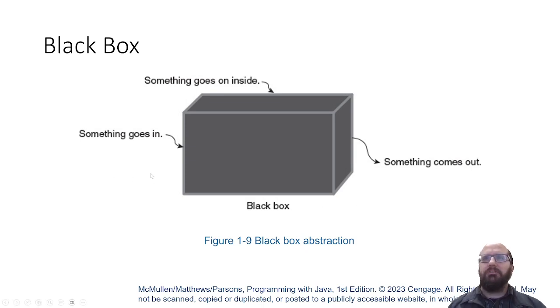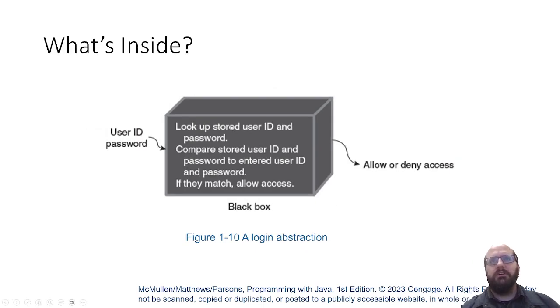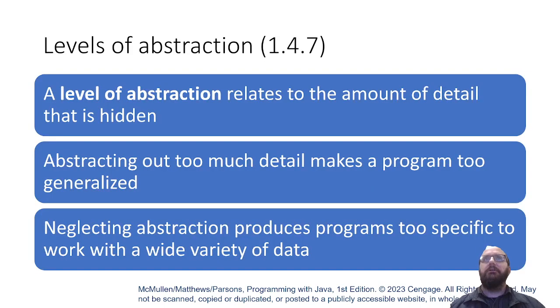And what it kind of looks like is this. We type in a password. The program looks up the stored user ID and password, compares the stored user ID and password to the entered user ID and password. If they match, it allows access. Allow or deny access happens on the other side. The user sees the user ID entered and access being allowed or denied. The user does not see the rest of this process because that's hidden, concealed within the black box. This is the concept of abstraction.